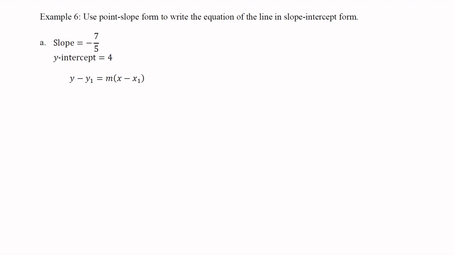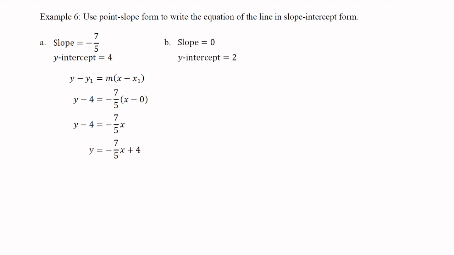Remember, if you're given the y-intercept, you are given the point (0, 4). So we can plug 4 in for y1, 0 in for x1, and then, of course, negative 7/5 for your slope m. And once you do this, you can distribute the negative 7/5, which leaves us with negative 7/5 x. The second term is multiplied by 0, so you don't have to write it. And then we add 4 to each side, and now we have the equation in slope-intercept form.